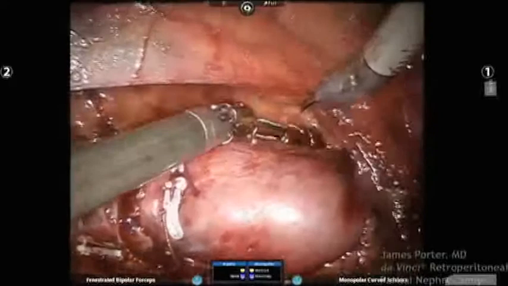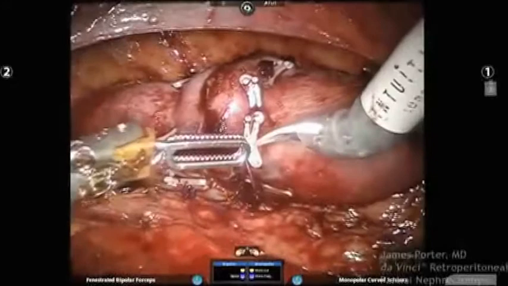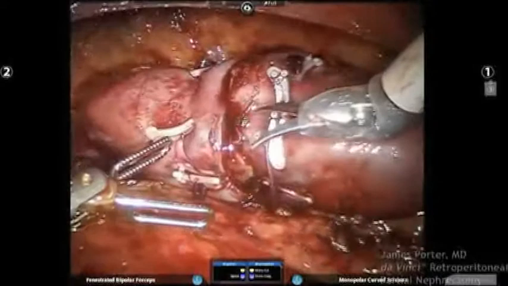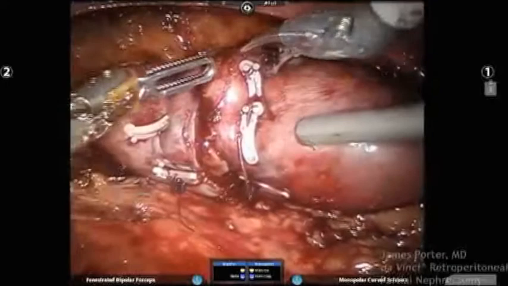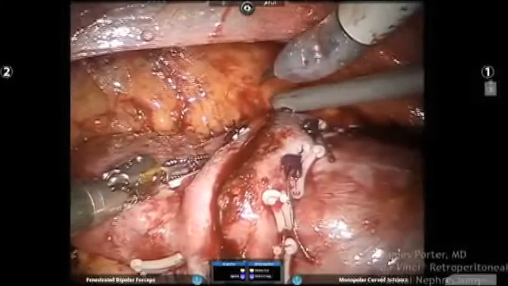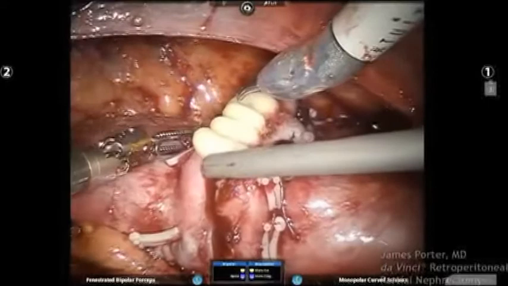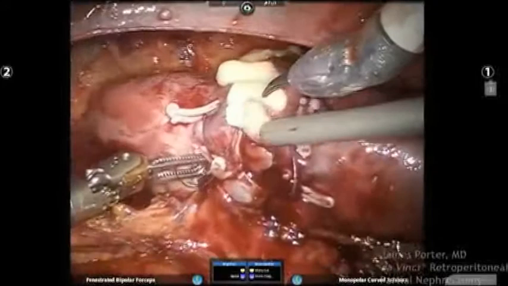Can I leave the... kind of draining, please? To do a retrograde? No. I would not. I don't know if anyone else on the panel would. I didn't really see the collecting system that was opened at all, and even if it was, the compression he's got there should be adequate pressure to cause downstream flow.